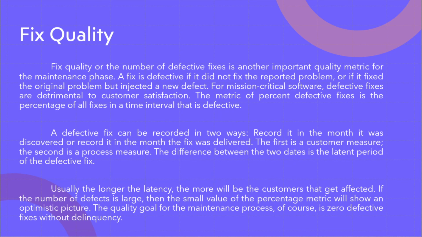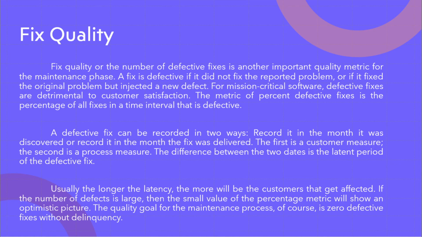And lastly, fix quality. Fix quality, or the number of defective fixes, is another important quality metric for the maintenance phase. A fix is defective if it did not fix the reported problem or if it fixed the original problem but injected a new defect. For mission critical software, defective fixes are detrimental to customer satisfaction. The metric of the percent defective fixes is the percentage of all fixes in a time interval that is defective.